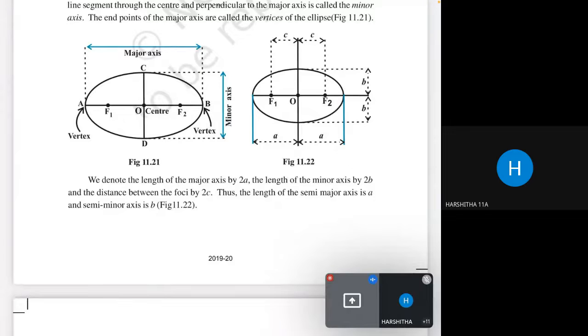And the length of the minor axis is denoted by 2B. OC distance will be equal to B. So from this, you can say that the coordinates of the point A are minus A comma 0. Coordinates of the point B are plus A comma 0 if the center is 0 comma 0. The coordinates of the point C are 0 comma B, and the coordinates of the point D are 0 comma minus B.